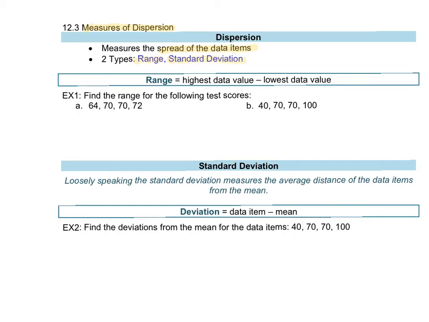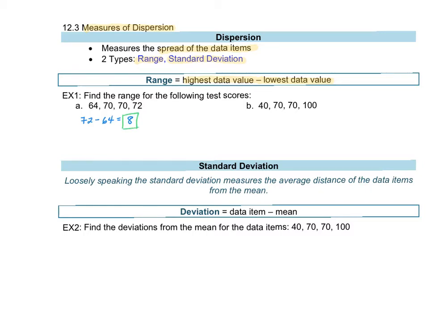The range just looks at the highest data value and we subtract the lowest data value, so it's the difference between the highest and the lowest. In example 1, if we were to find the range for the following test scores, so for A, the lowest test score is 64, the highest test score is 72. So when we compute the range, it's just the highest, 72, minus the lowest, which is 64. So that would give us 8. Super simple.